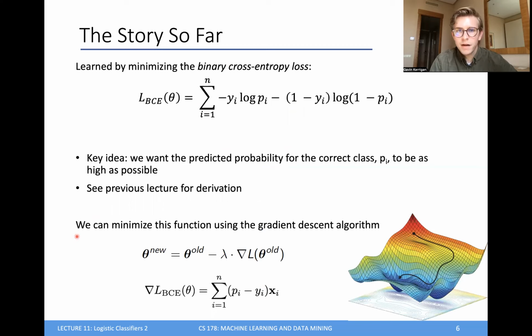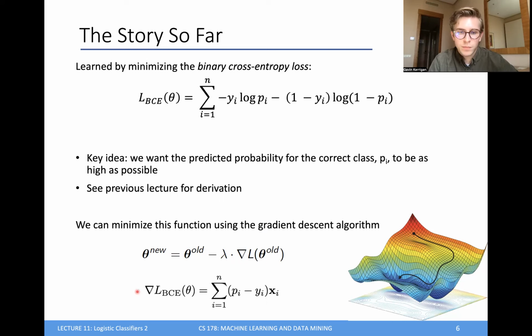So in order to actually minimize this binary cross entropy loss function, we're going to be using the gradient descent algorithm that we saw in the regression module of this course. Just a refresher on how gradient descent works: we initialize our parameter vector as some random values, and we iteratively update this parameter vector with this equation here, where we take our current parameter values and step in the direction of the gradient of our loss function, where the size of this step is controlled by the parameter lambda, corresponding to a step size, or sometimes called a learning rate.